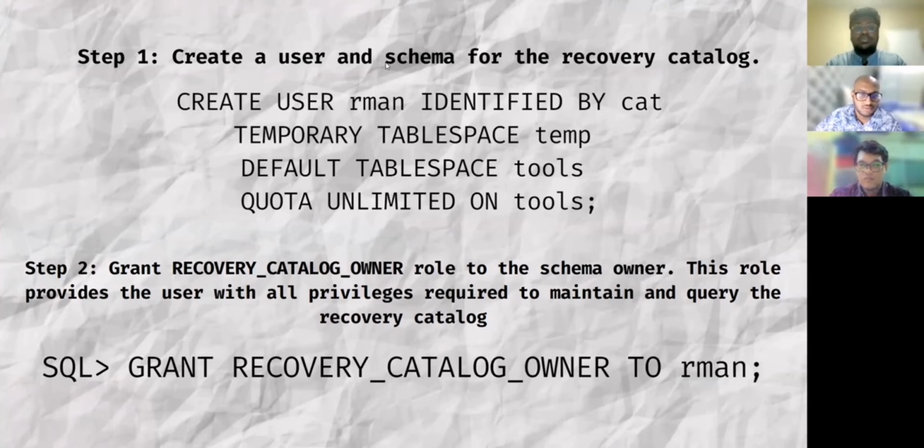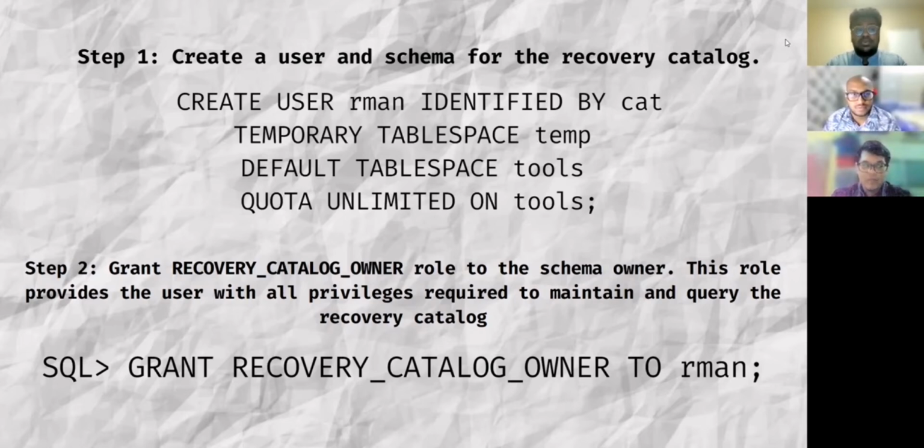So step one is to create a user and schema for the recovery catalog. So the command to be used is: create user rman identified by cat temporary tablespace temp default tablespace tools quota unlimited on tools. So this is how to create a user and schema for the recovery catalog.